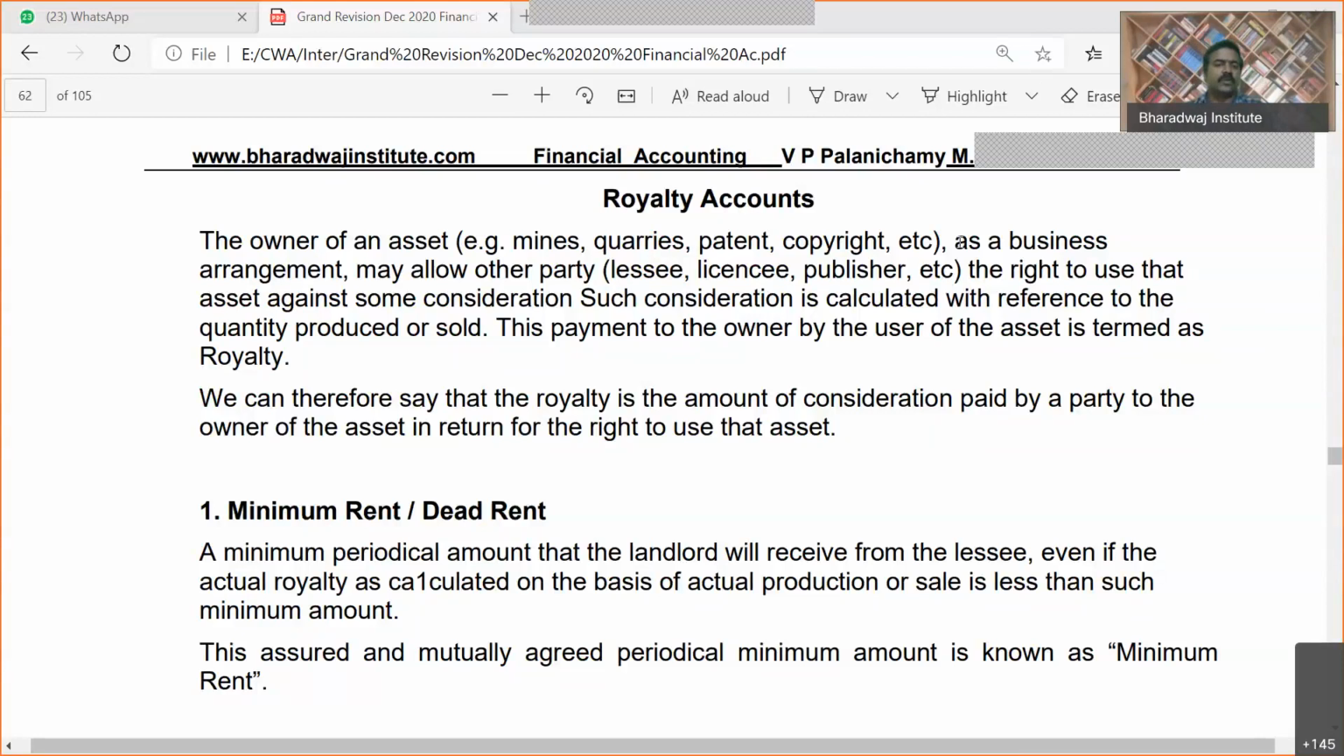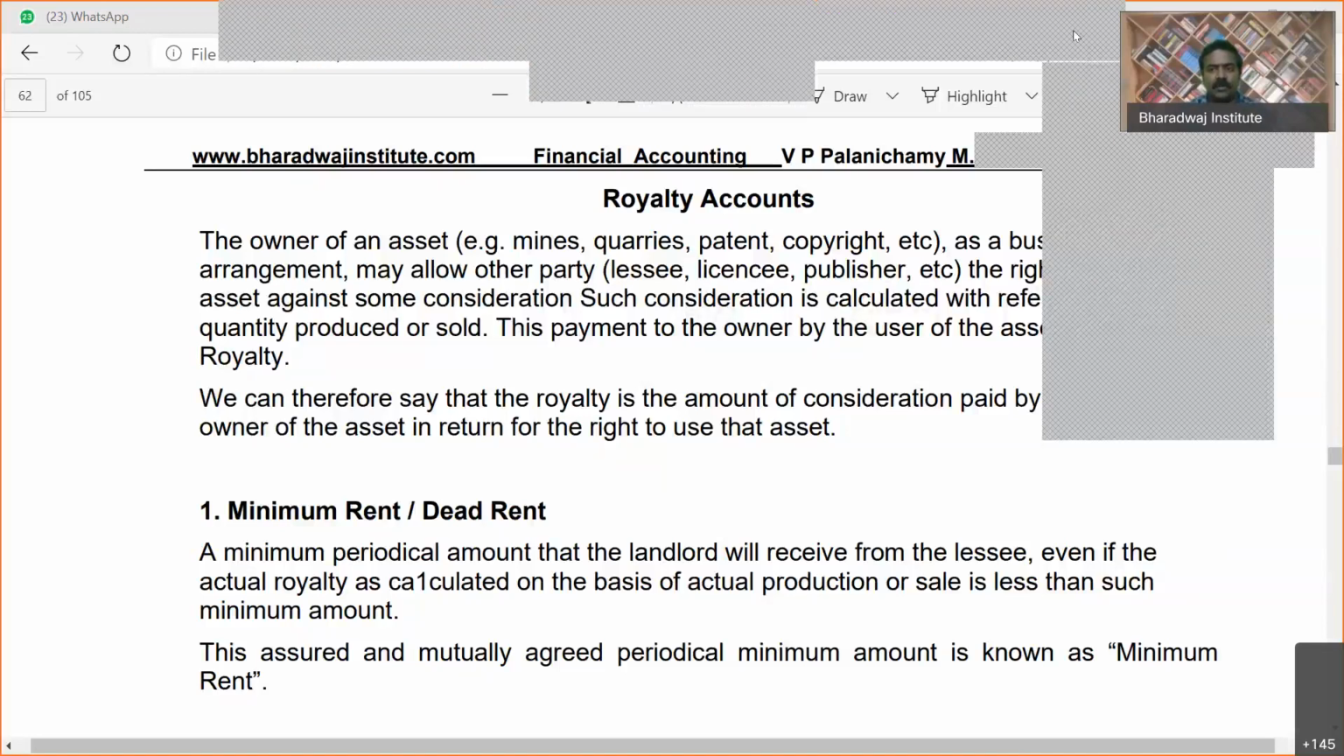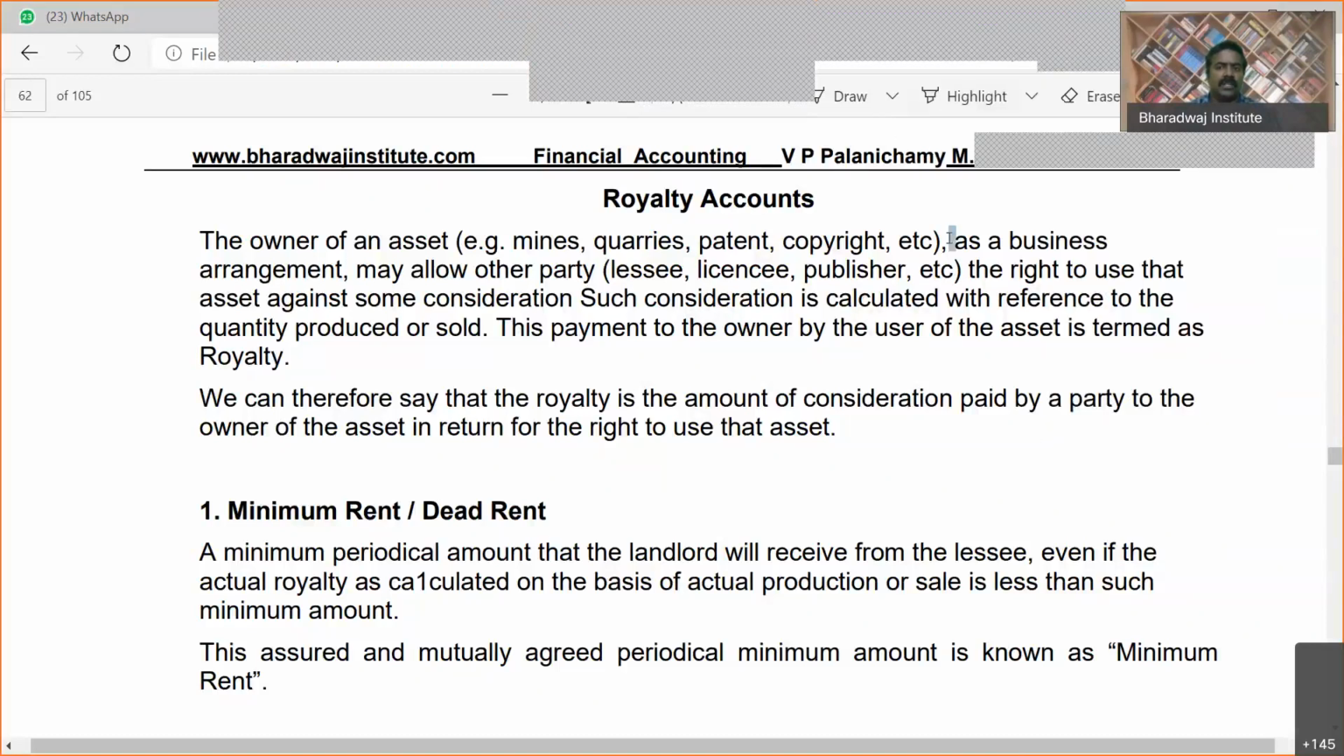Before we go with the royalty accounts, what is a royalty? It is the amount payable by the tenant to the owner of the asset based on production or output, we call it as royalty.